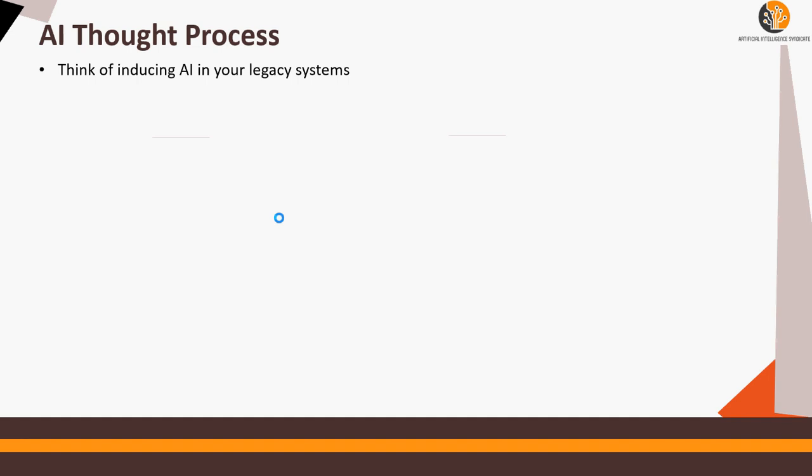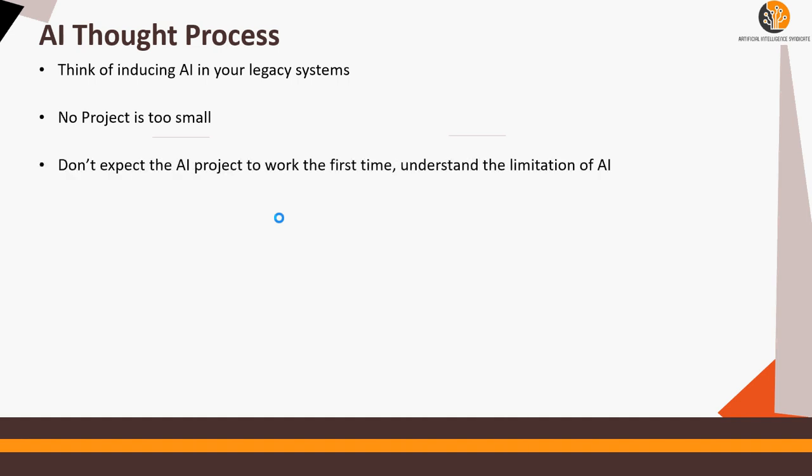No project is too small. We go with an assumption to start small, but no project is too small. Start with a project which can give you immediate success that can lay that confidence in your organization. Don't expect all the AI projects to work the first time. Please understand there are a lot of limitations on AI, especially around data. Plan for AI development to be an iterative process with multiple attempts.